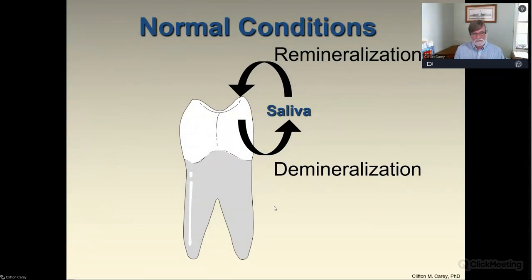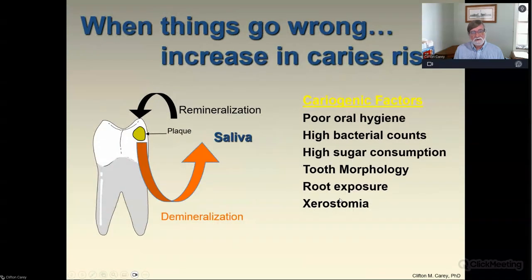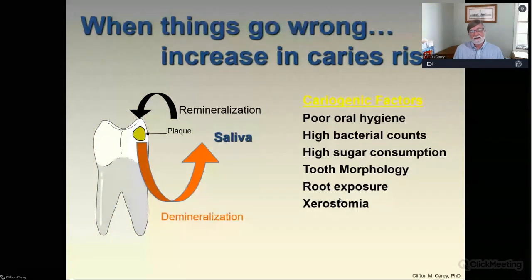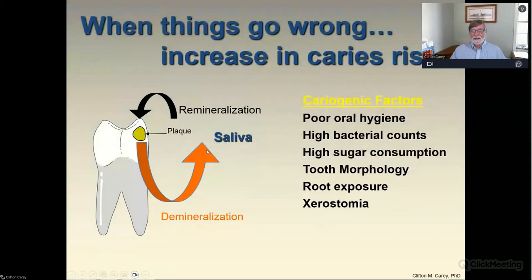So under normal conditions, this is just what caries is. The tooth is in a more or less steady state situation where there's demineralization that happens for a period of time. And then after the demineralization challenge goes away, the saliva either neutralizes the pH or washes away, but it also provides calcium phosphate. So there's remineralization. Under normal conditions, the remineralization, demineralization is balanced. When things go wrong, that balance is upset, and you may have more demineralization than you have remineralization. And there's a number of factors that lead to that happening. One is poor oral hygiene, which leads to high bacterial counts in the mouth, and high sugar consumption, which feeds those high bacterial counts and generates acid.